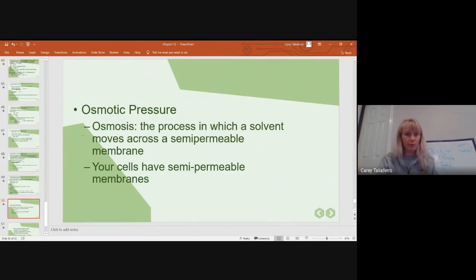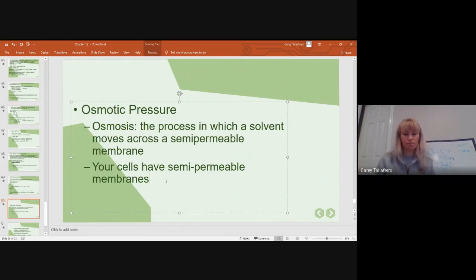So osmosis, if you remember from biology, those of you who have had the life science course in middle school, that's the process in which a solvent moves across a semi-permeable membrane. Namely, since we're biological creatures, we're talking mostly about water. And your cells have a semi-permeable membrane. So water comes in and out of the cells depending on the environment in which your cells are in.